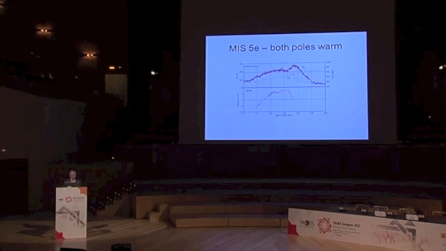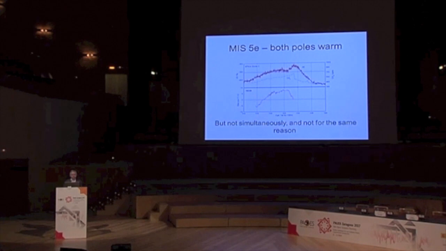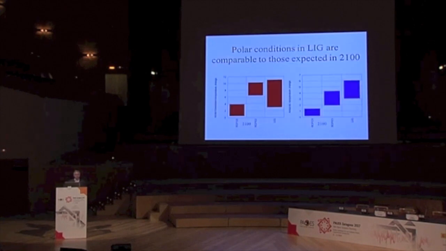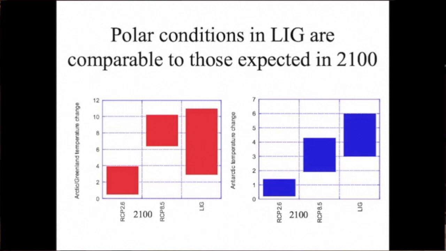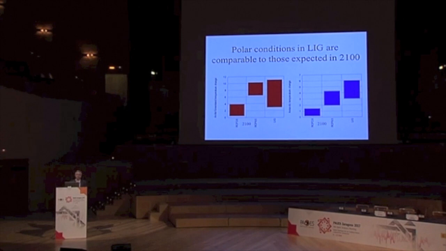So how do those number of degrees stack up against what we're expecting in the future? So this is a plot like those ones early in the talk. You can see that the last interglacial warmth in Greenland over here and in Antarctica over here is really very comparable with what we'd expect under RCP 8.5 by 2100. So it's something that if we don't do anything about CO2, that's what's going to happen to the polar regions.